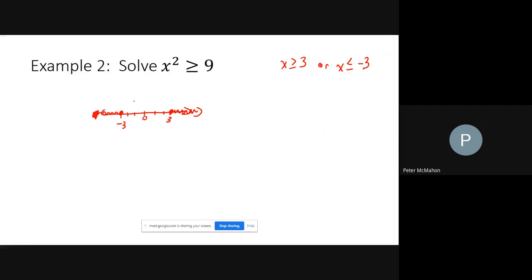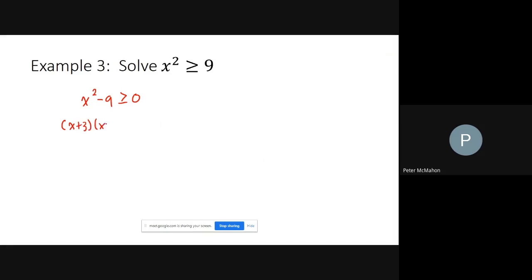Now, example 3, I'm going to do the same question, but I'm going to show you a different technique. We're going to use this technique in the future examples because it makes more difficult problems doable for us. What I'm going to do first is set one side equal to 0. I'm just going to subtract 9 and do this. Step 2 is to factor this part and determine what the zeros are for this inequality. If I factor this one, it would be x plus 3, x minus 3 is greater than or equal to 0.